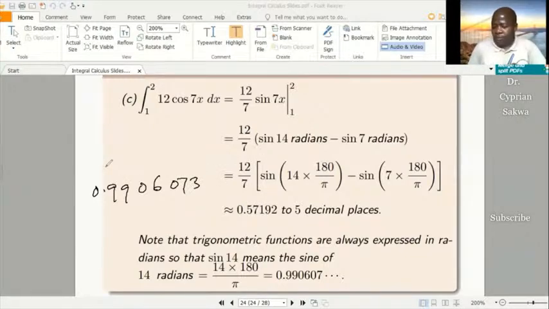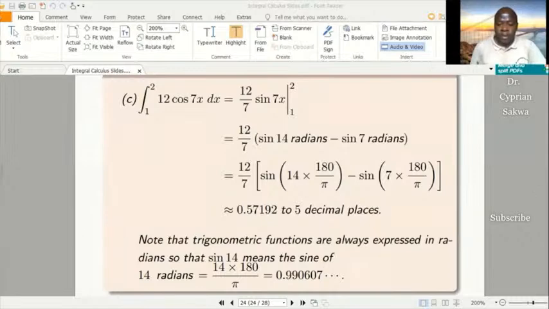What about this other one? This other one is sine of 7 radians, sine of 7 times 180 divided by pi. And that is giving me 0.6589. I'm doing this so that you can confirm on your calculator whether you're getting the same things. When I subtract these two answers and multiply by 12 out of 7, this is what I get, approximately this. If I write it to 5 decimal places, this is what I get.